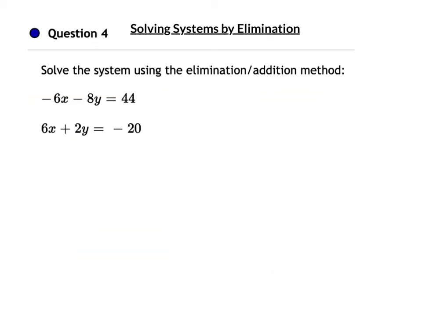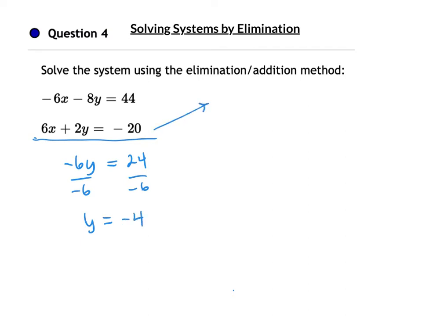Question 4 is also ready to go. You just need a pair of opposites. It can be the x's or it can be the y's. The x's are opposites already. Negative 6x and 6x make 0. Negative 8y and positive 2y, when I add them, make negative 6y. I'm adding everywhere. You have to do the same thing everywhere. 44 and negative 20 add to 24. I'll divide by negative 6, and y will be negative 4.